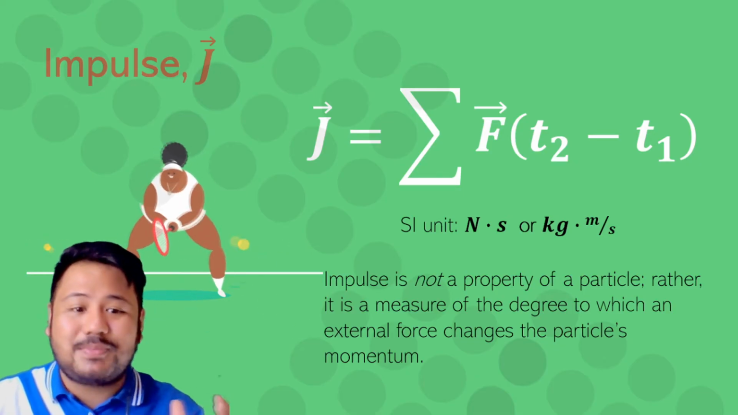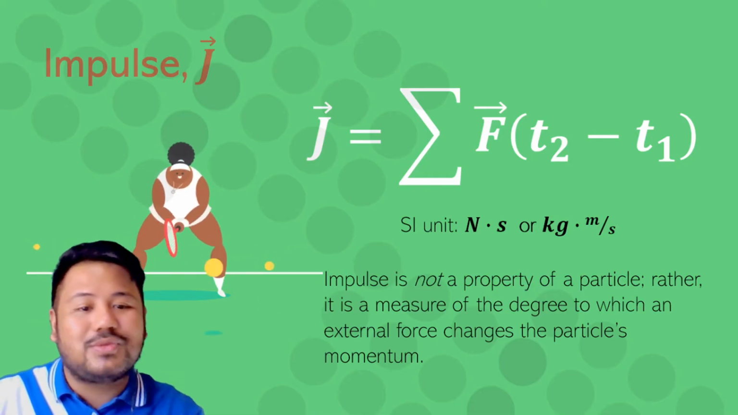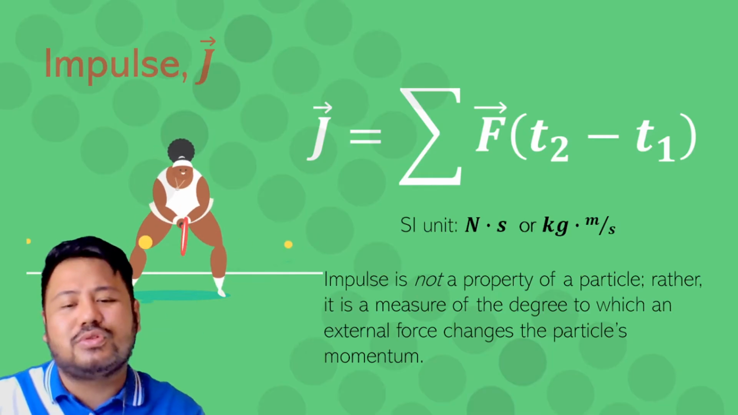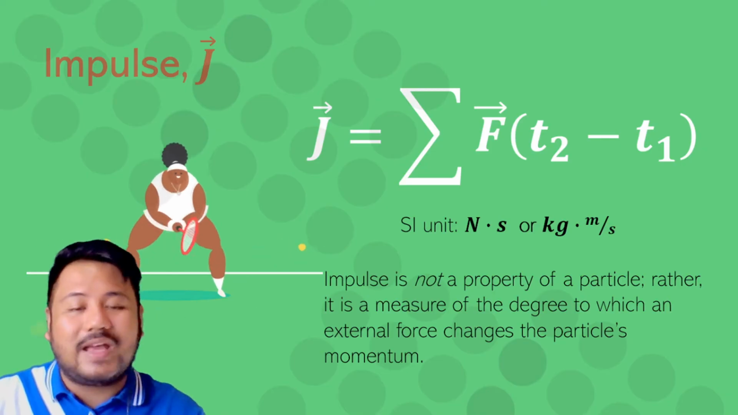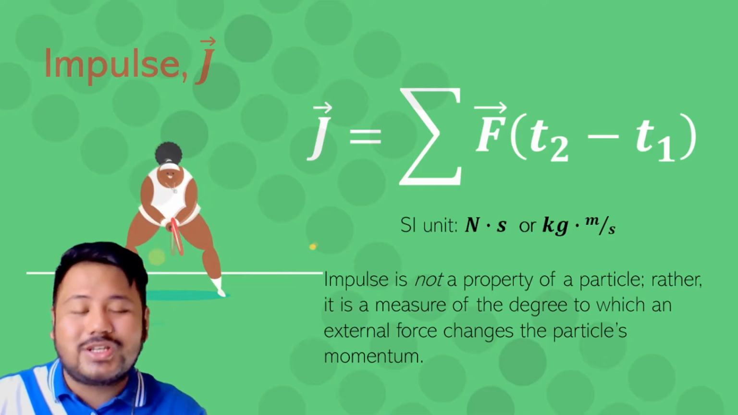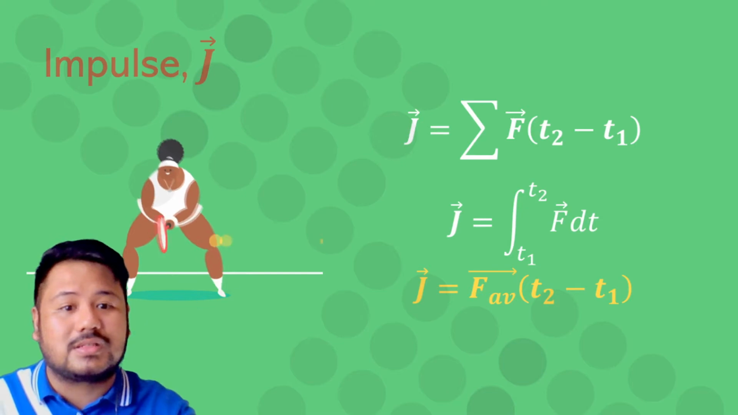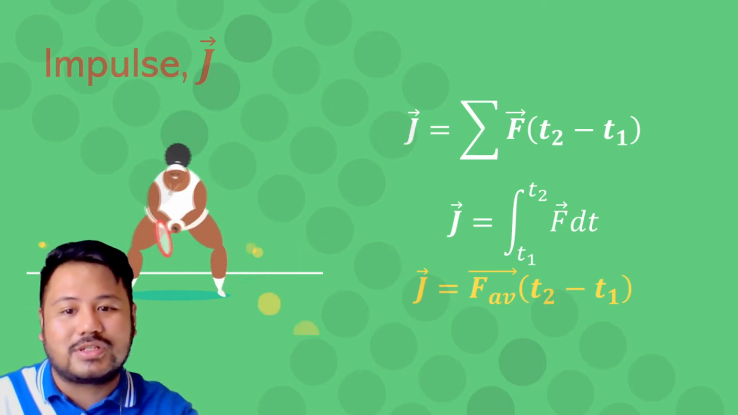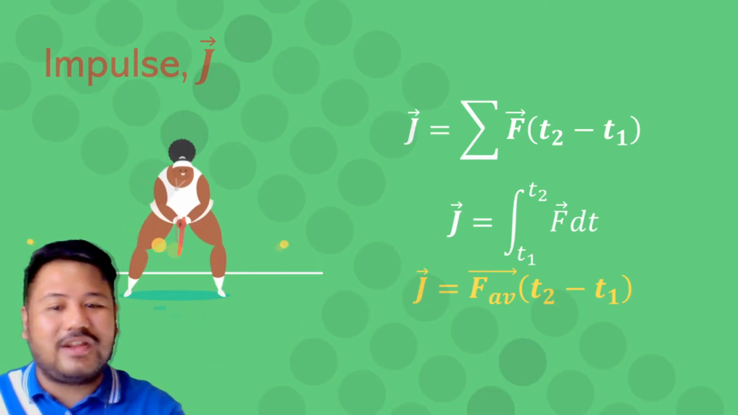The magnitude is the product of a net force and the length of time that the net force acts. Impulse will have an SI unit of newton second. Since 1 newton is equal to 1 kilogram times meters per second squared, an alternative SI unit for impulse is also kilogram meters per second, which is the same as the momentum. We can extend our understanding of the impulse to non-constant net forces. For this, we make use of integral calculus. With this definition, the impulse-momentum relation is still valid when the net force varies with time.